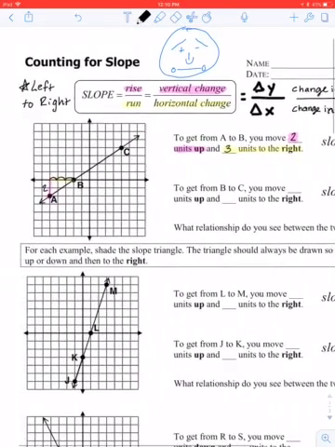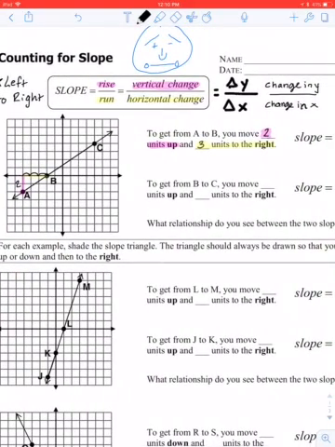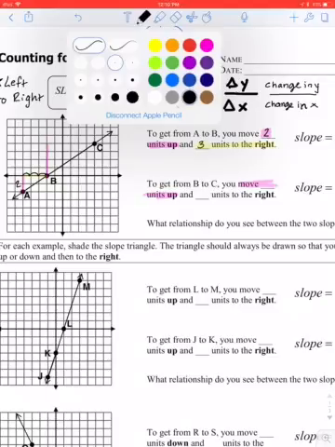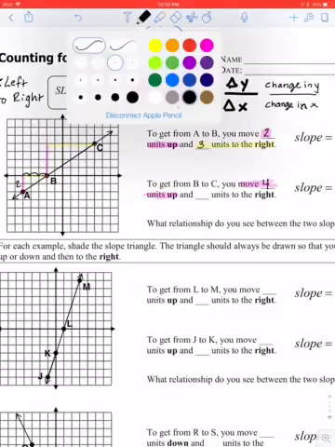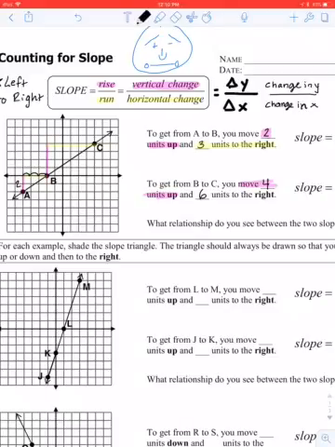Now taking that same line, it says now let's move from B to C. So from B to C, I'm going to do my vertical change first. So I'm going to go up 1, 2, 3, 4 units. So I'm going to move 4 units up. And then to the right, we are going to go 1, 2, 3, 4, 5, 6. So we're going 6 units to the right.